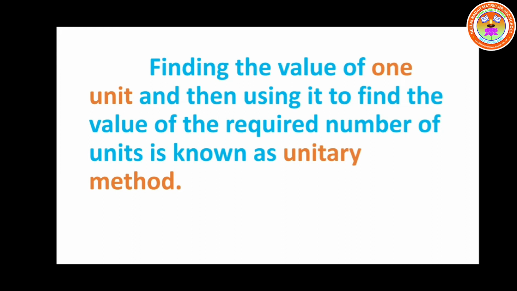That is the definition they have given. Finding the value of one unit and then using it to find the value of the required. By using that particular unit, you will be finding the other required unit. This is known as unitary method. Have you all understood, children? Shall we read once again? Finding the value of one unit and then using it to find the value of the required number of units is known as unitary method.